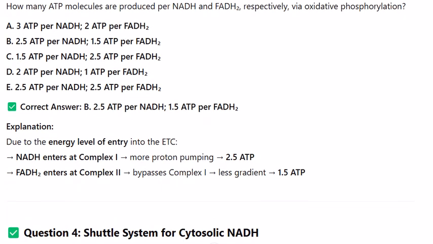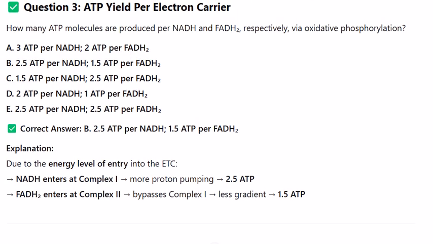Question 3. ATP yield per electron carrier. How many ATP molecules are produced per NADH and FADH2 respectively via oxidative phosphorylation? A. 3 ATP per NADH, 2 ATP per FADH2. B. 2.5 ATP per NADH, 1.5 ATP per FADH2. D. 2 ATP per NADH. E. 2.5 ATP per. Correct answer B. 2.5 ATP per NADH, 1.5 ATP per FADH2.